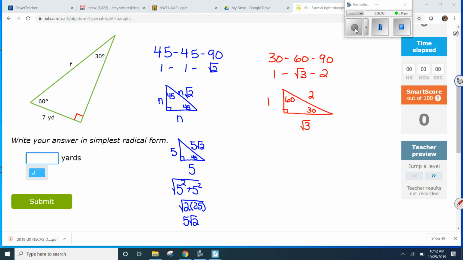And these are in increasing order, so that's how you can help realize where they go. Radical 3 is somewhere between the value of 1 and 2. It's between the square root of 1 and the square root of 4.